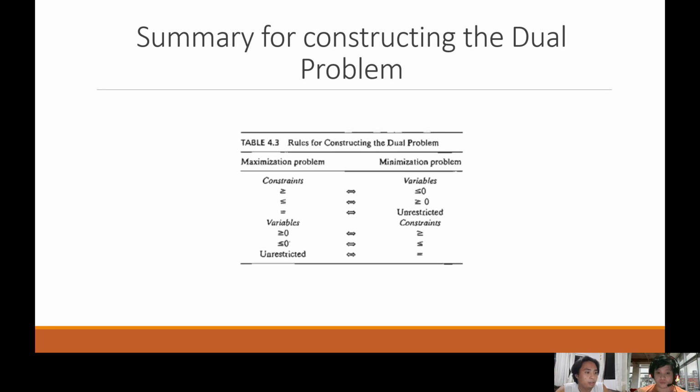So the summary for constructing the dual problem. In this slide, this table is the summary for constructing. The table does not use the designation primal and dual. What matters here is the sense of optimization. If the primal is maximization, then the dual is minimization and vice versa.